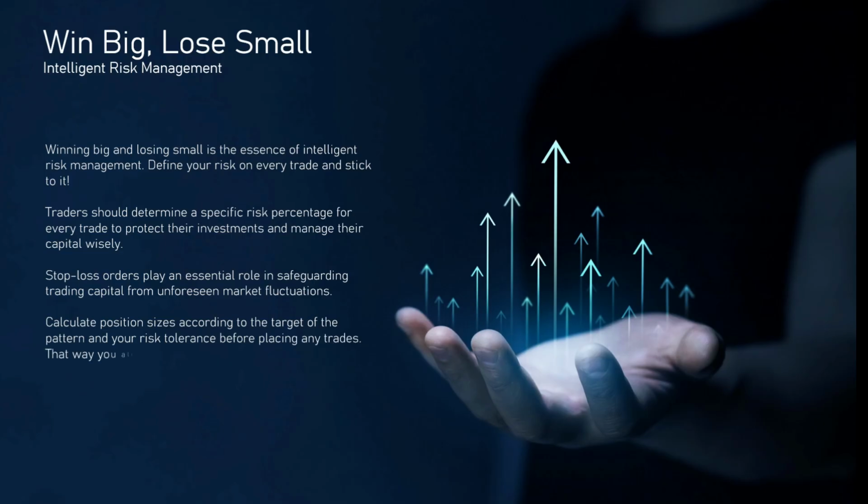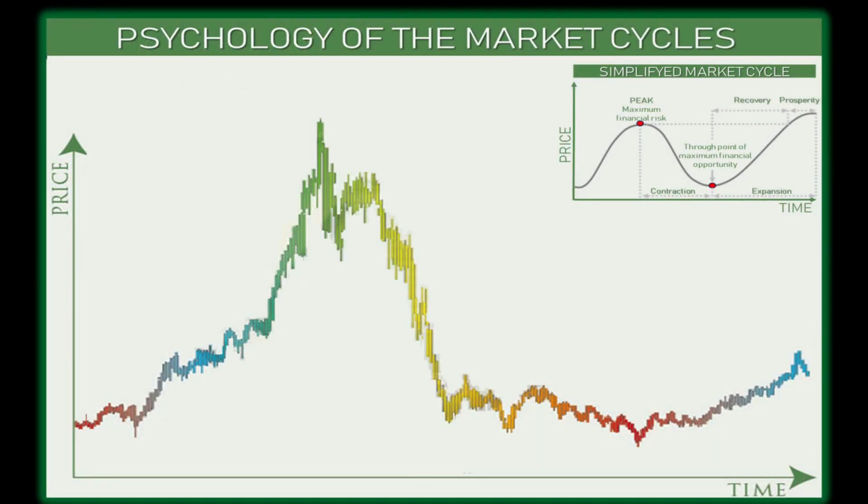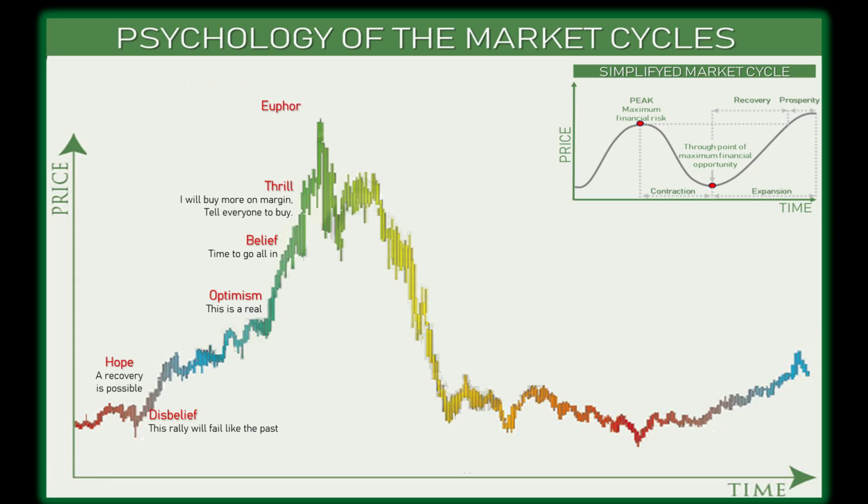Understanding market psychology is equally important and often overlooked by beginner traders. The Wall Street cheat sheet highlights the emotional stages traders typically go through during market cycles: disbelief, hope, optimism, excitement, thrill, euphoria, anxiety, denial, fear, desperation, panic, capitulation, anger, and depression. Recognizing these stages can help traders anticipate market behavior and avoid emotional traps.